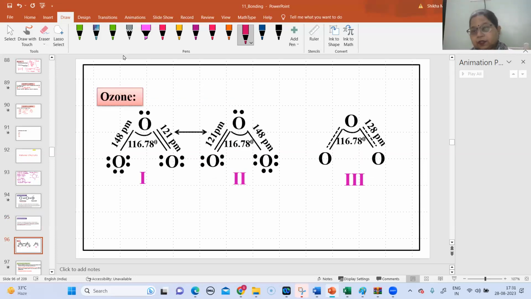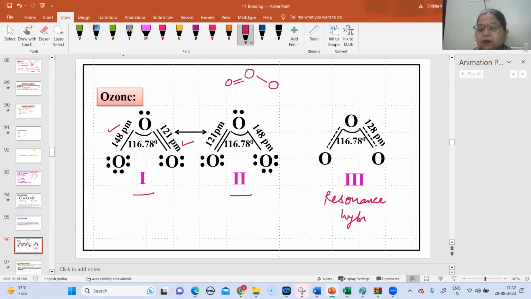Moving on to the structure of resonance, as shown by ozone. As you can see, ozone is said to be a resonance hybrid of structure number 1 and structure number 2. Look carefully, you will notice that one of the oxygens has a double bond and one of the oxygens has a single bond. Their bond lengths are different. One is 148 picometer for the single bond and 121 picometer for the double bond, right? Whereas the last one is the resonance hybrid.